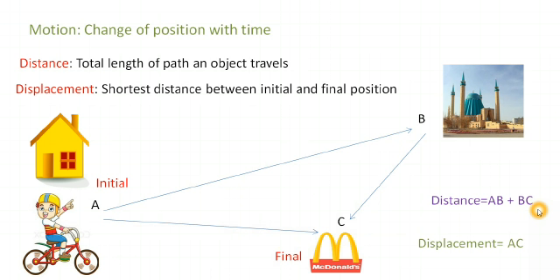So in a way, both the quantities, distance and displacement, are talking about how the position of an object is changing with time, right? But there is a difference between the two, and I hope I am able to explain the difference between distance and displacement.